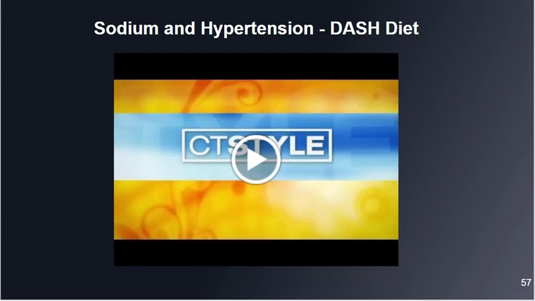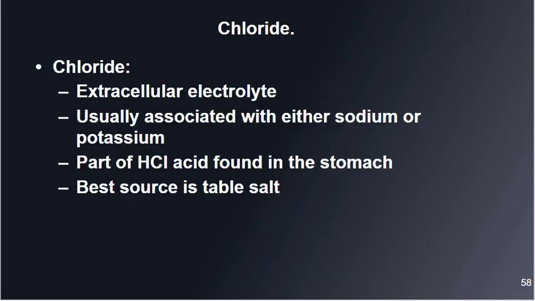The second video discusses the DASH diet, which is designed to reduce the risk of hypertension. Okay, we're going to look at chloride next. So chloride's a negative ion, normally found outside of the cell, normally associated with sodium, as sodium chloride or potassium chloride, found as part of the stomach acid in the form of hydrogen chloride, and often found in table salts.